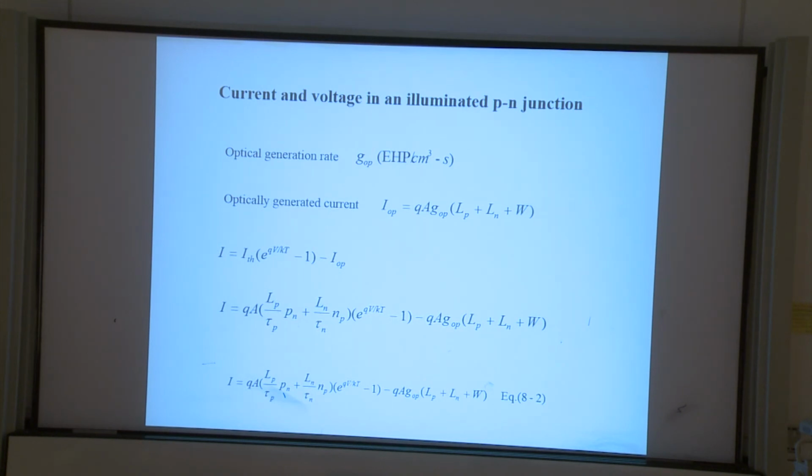Let me show you. This one defines the forward bias direction as positive. All right? But I_OP generates the current opposite to the current that is forward biased. That's why we put the negative sign in front. So eventually we have this kind of equation. Very important. Anyone don't understand this equation?